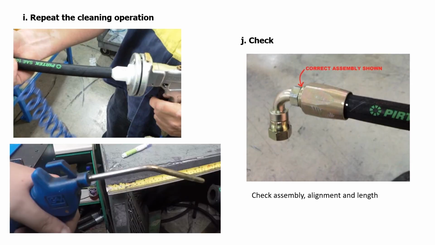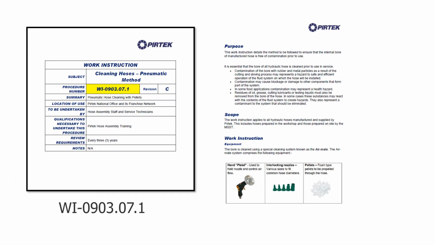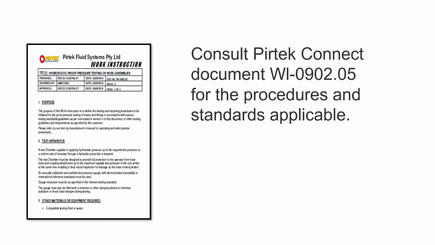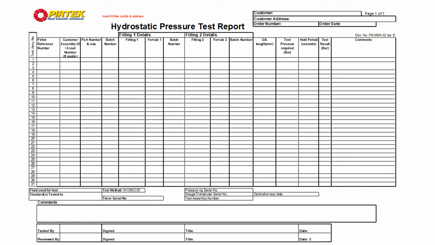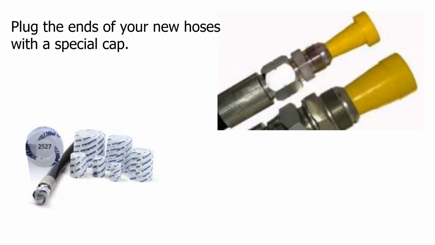Clean the hose again and check for correct alignment. Use a foam pellet gun as specified by the Pertec work instruction, or use clean, dry, compressed air to clean the hose out. Test the hose as per standard or customer requirements. Refer to the hydrostatic proof testing presentation and video for details on proof testing of hoses. Don't forget to tag or complete any documentation as required by work instructions. Always cap and seal hoses to ensure that no foreign contaminants enter the hose and then eventually enter the hydraulic system.